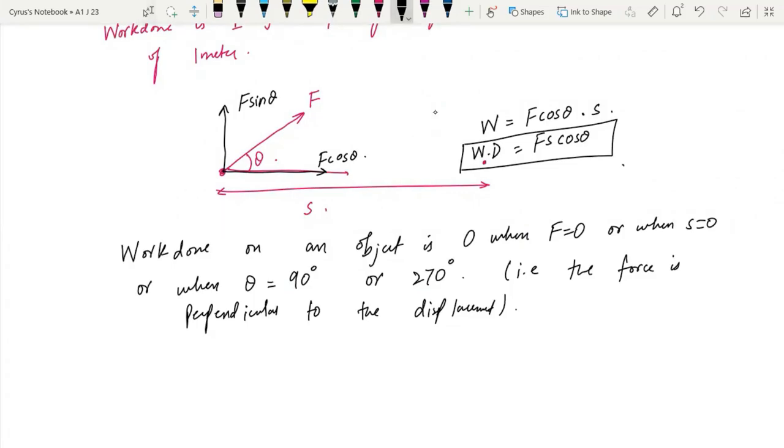Okay, so we get what we get here. If you have Fs cos theta, and I put cos 90 here, then cos 90 is zero. At 90 degrees, the work done will be zero.